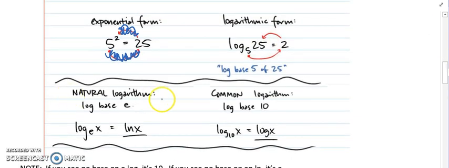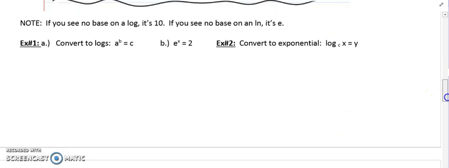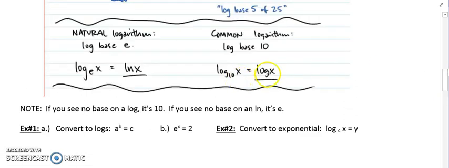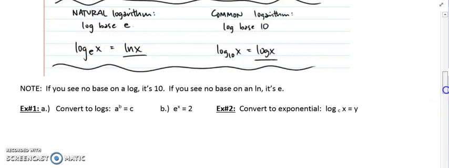Natural logarithm, I've already mentioned, has a base of e. E is a number, just like pi is a number, e is a number. So instead of saying log base e of x, math people came up with natural log x. Common logarithm has a base of 10, so log base 10 of x, we just straight up write as log x. If you see no base, it's a 10. Notice that right here. If you see no base, it's a 10. If you see no base on a natural log, it's an e. We got it written right there.